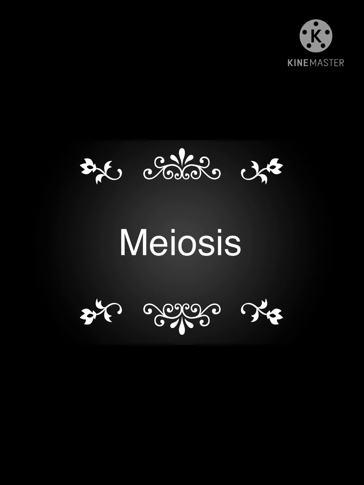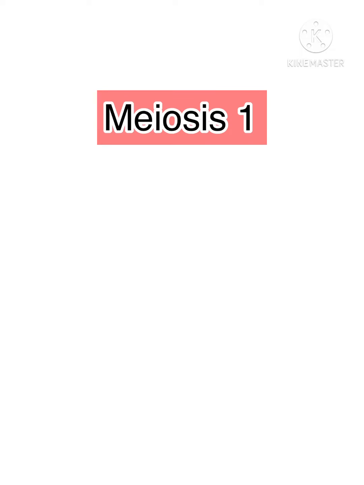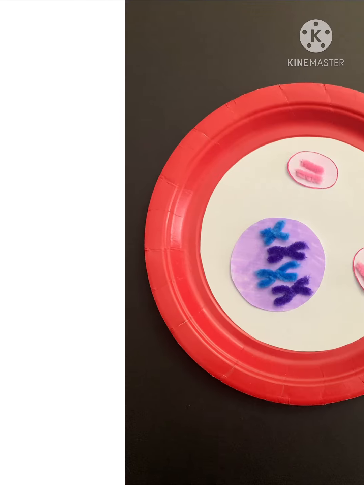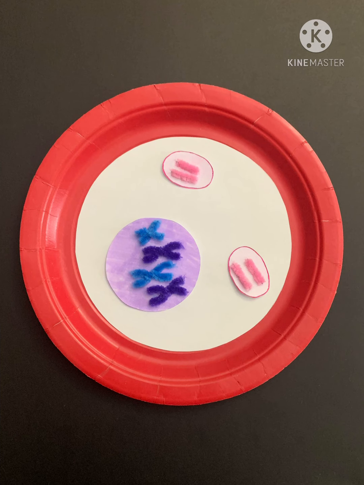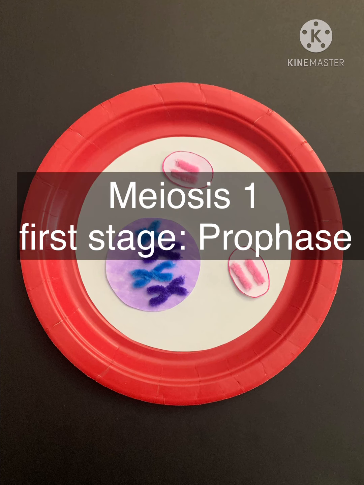The process of meiosis. Meiosis occurs in 2 processes, meiosis 1 and meiosis 2. The first stage of meiosis 1 is prophase.